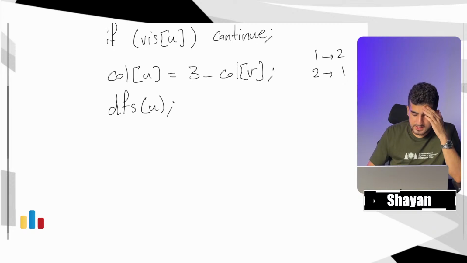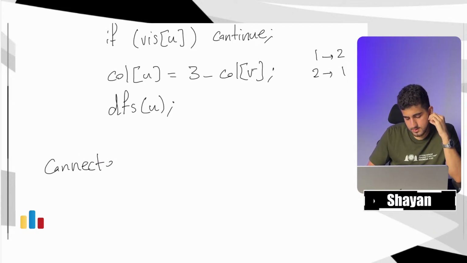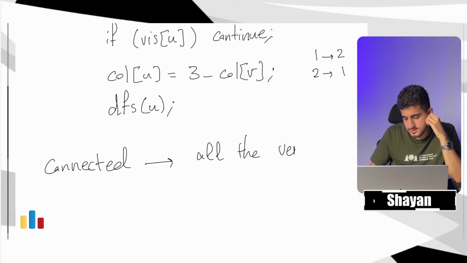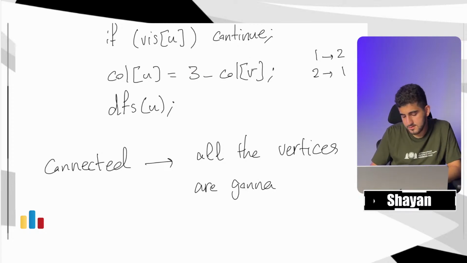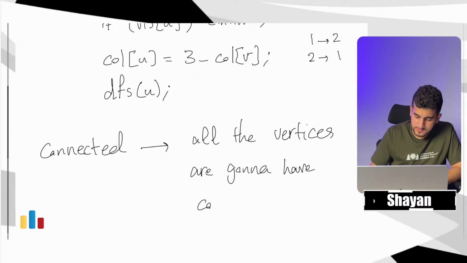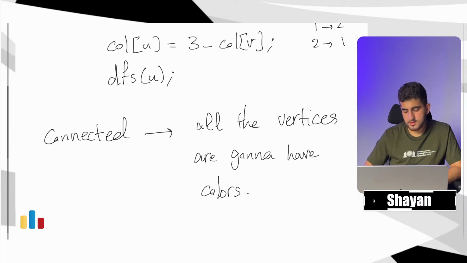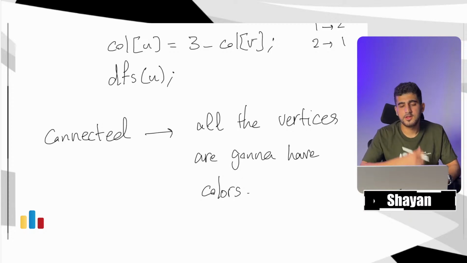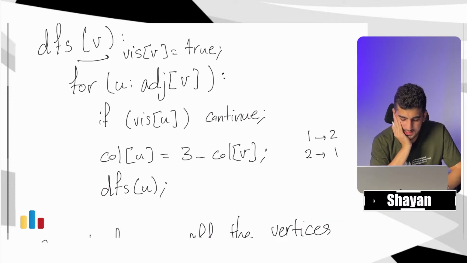And this way, because it is a connected subgraph, it is a connected component, then all the vertices will be visited. All the vertices are gonna have colors at the end of this DFS, right? Do you agree with this? So is it clear so far?